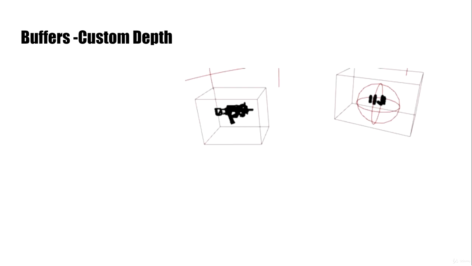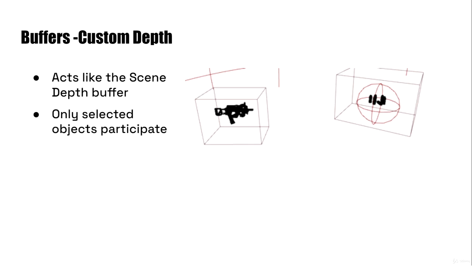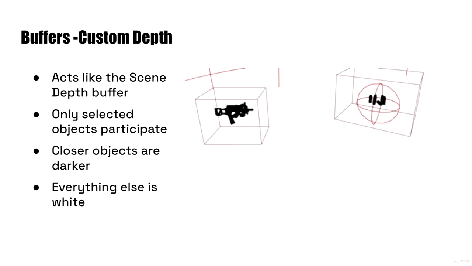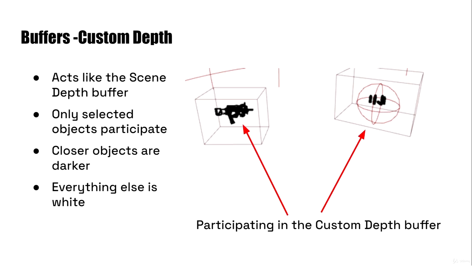Now, Unreal Engine has an additional buffer called Custom Depth, and you're allowed to select specific objects to participate in the Custom Depth buffer. The Custom Depth buffer acts like the Scene Depth buffer, except it ignores all objects that are not selected to participate in the Custom Depth buffer. So a pixel on an object participating in the Custom Depth buffer will be dark, and everything else in the world will appear white. Their depth values will be extremely high, representing a large distance from the camera. In this image of the Custom Depth buffer, these two objects are participating in the Custom Depth buffer, and the rest of the world appears white.